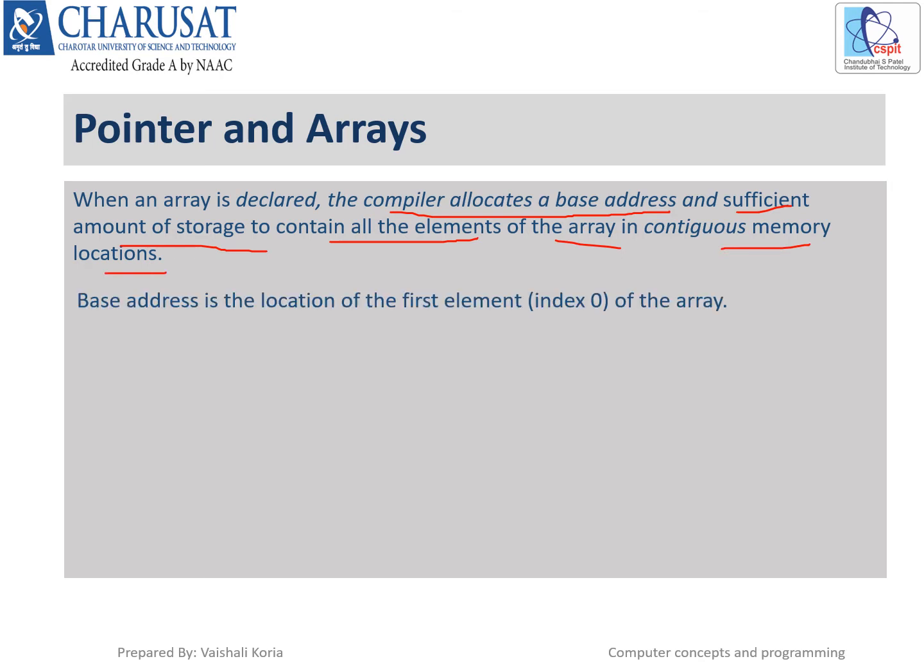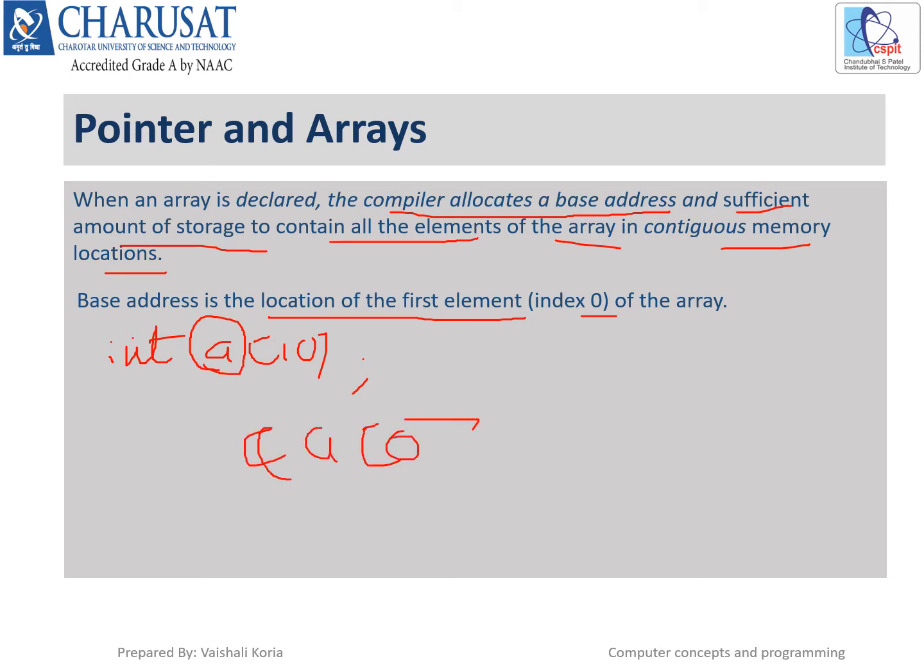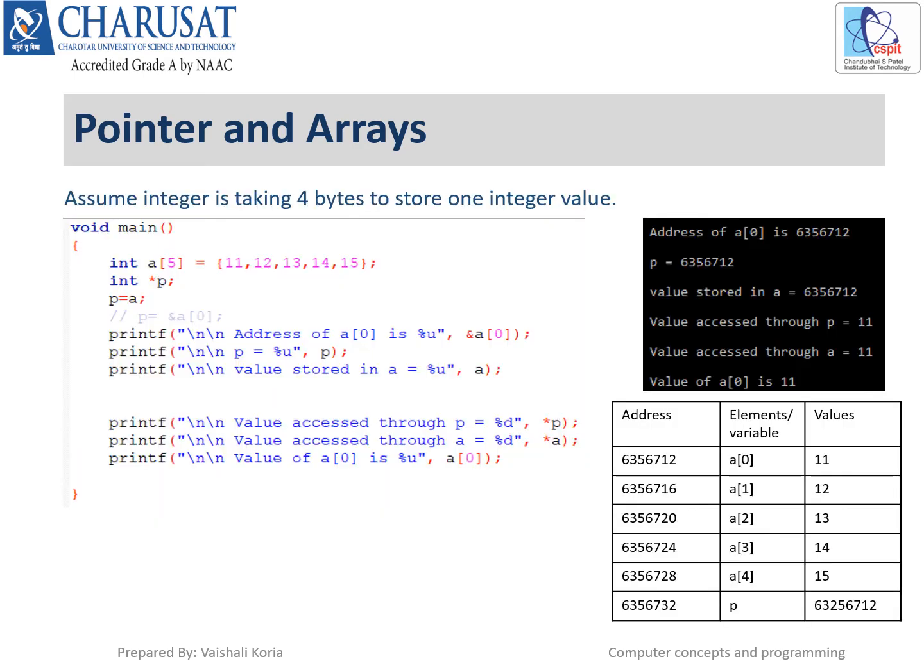Now, what is the base address? That was already discussed in the previous videos also: the base address is the location of the first element, the index 0 element. So if your array is like integer A[10], this is the declaration of the array, so the array name always contains the address of the first element, A[0]. Now we'll understand this concept using one example, and here we have to assume that an integer takes 4 bytes.